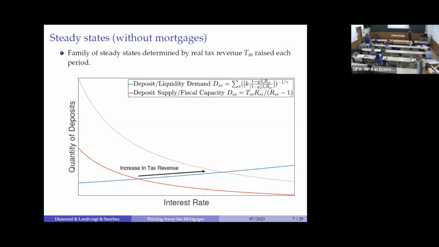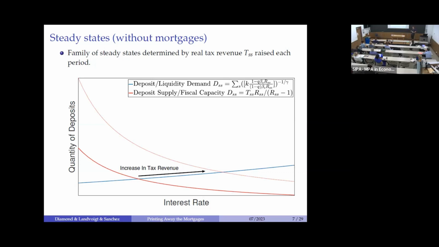So the more real tax revenue we raise, that budget constraint increases the real supply of deposits that households can hold. And the more deposits there are, the more insured people are against their liquidity shocks. And that's going to lead to a downward sloping demand curve. Just take that Euler equation and solve for deposit quantities. Then we have upward and downward sloping supply and demand. And as we have more real tax revenue, that's going to shift out the quantity supplied, leading to a higher real interest rate and a higher quantity of deposits.